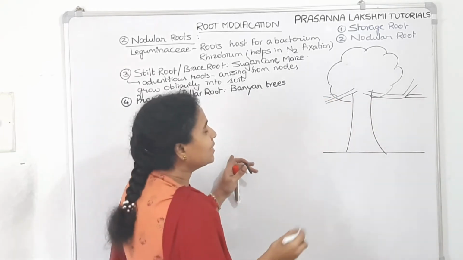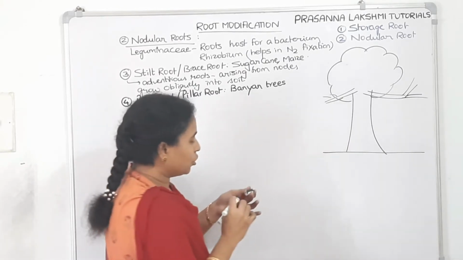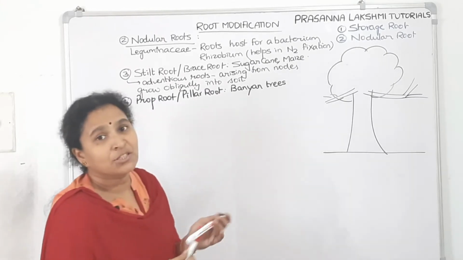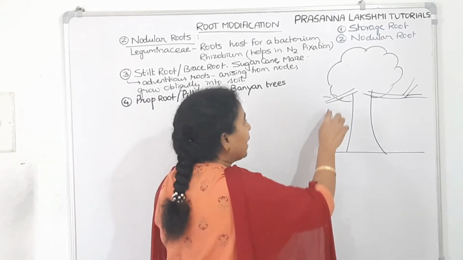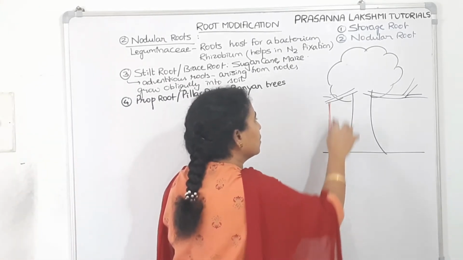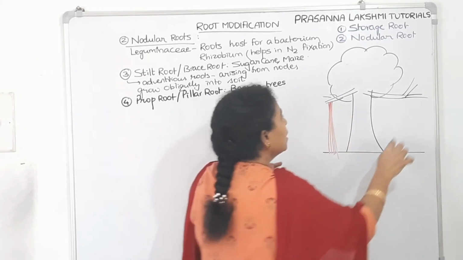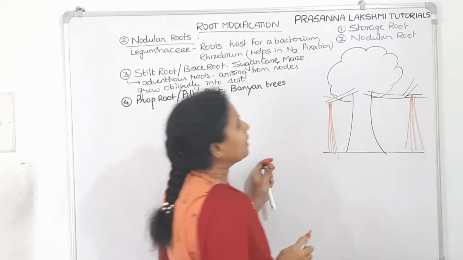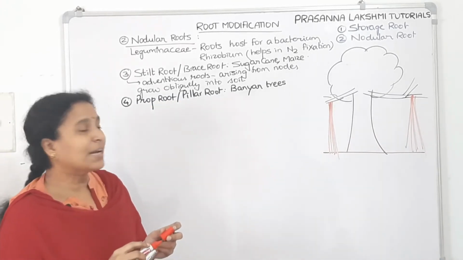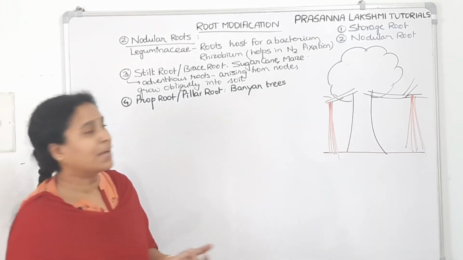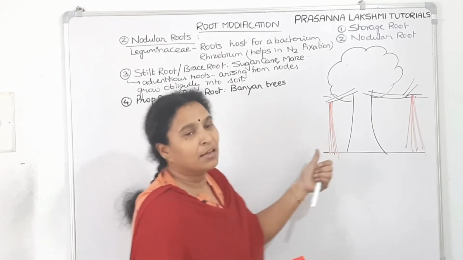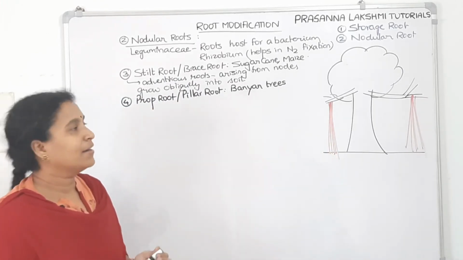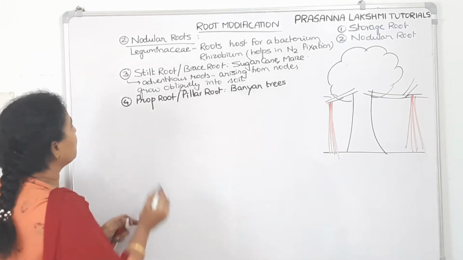Now, since the taproot might not be sufficient to give additional support, from the branches, roots will grow and they grow deep into the soil. They appear like pillars to give additional support. Now these roots which are coming from the branches appearing like woody trunk-like structures, you can't make out which is trunk and which is a pillar root, are called prop roots or pillar roots found in banyan trees. So this is the fourth modification.